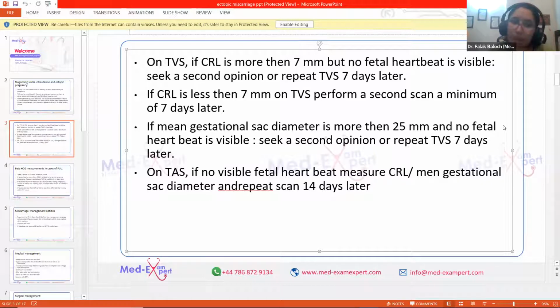Now coming to transabdominal scan, if there is no visible fetal heartbeat, whether we are measuring CRL or mean gestational sac diameter, we repeat the scan 14 days later, which makes it 2 weeks. So this is the basis of how we diagnose a missed miscarriage.